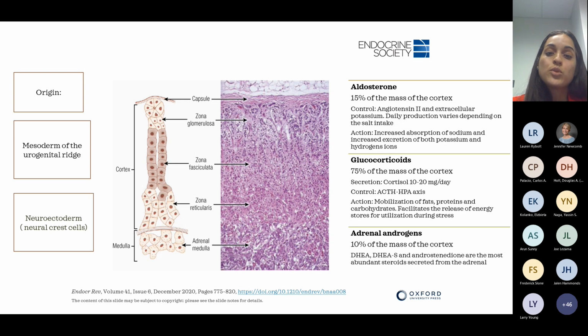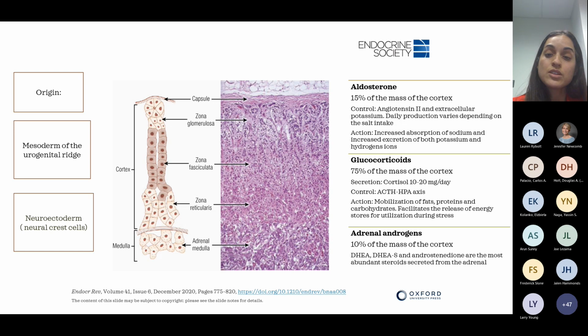What about the zona fasciculata? It is the one that is going to produce the glucocorticoids, and it represents around 75% of the mass of the cortex. The secretion is going to depend on if we are under physiologic stress, but the normal daily amount is going to be between 10 to 20 milligrams per day. And it's going to be controlled by the hypothalamus-pituitary-adrenal axis. The glucocorticoids are going to facilitate the release of energy from the fats, from the proteins, from the carbohydrates, for us to utilize this energy during stress.